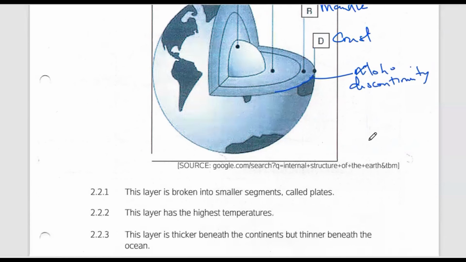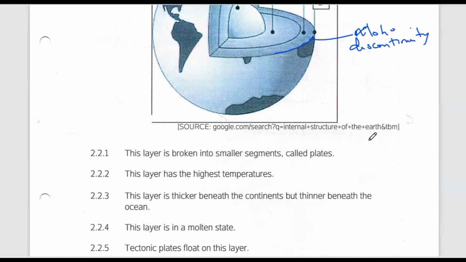But what matters here is us getting responses to our questions. This layer is broken into smaller segments called plates. Which layer is broken into smaller segments, which are called the plates? That is automatically the crust, which is D. Then this layer has the highest temperature. Where do we get the highest temperature? We get the highest temperature in C. Then we go on to, is thicker beneath the continents, but thinner beneath the oceans. Right, this is the crust, which is D again. This layer is in a molten state. The molten state is the mantle, which is B.